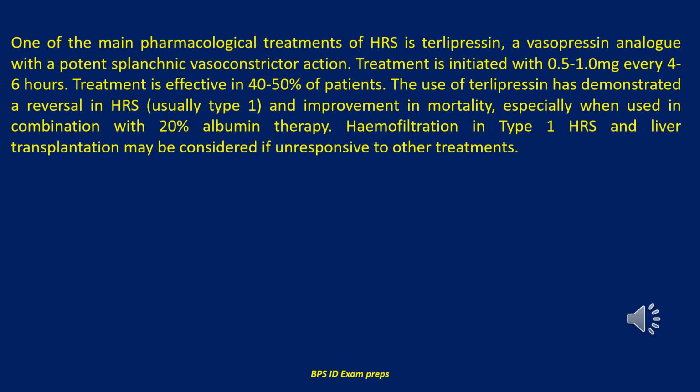The use of terlipressin has demonstrated a reversal in HRS, usually type 1, and improvement in mortality, especially when used in combination with 20% albumin therapy. Hemofiltration in type 1 HRS and liver transplantation may be considered if unresponsive to other treatments.